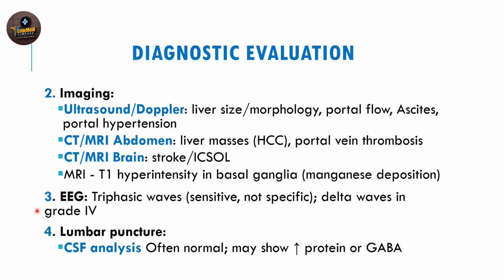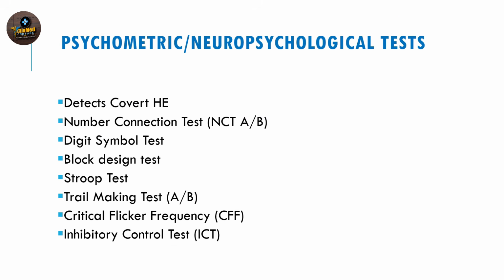The lumbar puncture for CSF analysis is rarely abnormal, but may show elevated protein or gamma-aminobutyric acid levels. To diagnose covert hepatic encephalopathy, we rely on specialized cognitive testing. These tools are sensitive and can detect subtle neuropsychiatric deficits before overt symptoms appear. Let's briefly go through some of them.